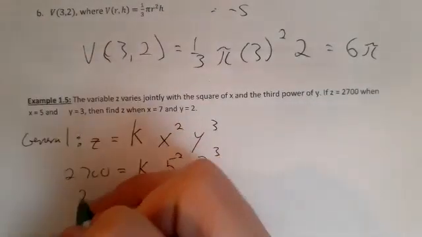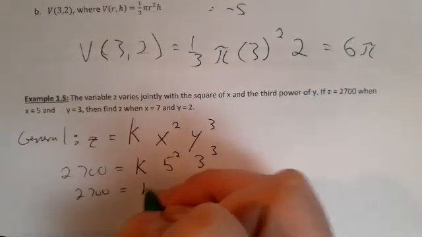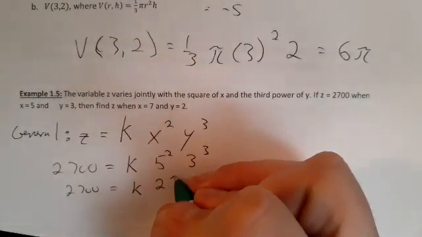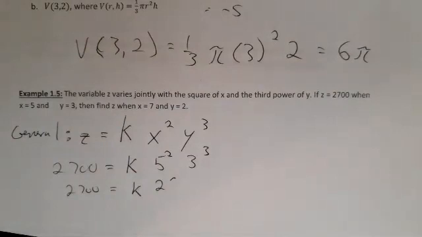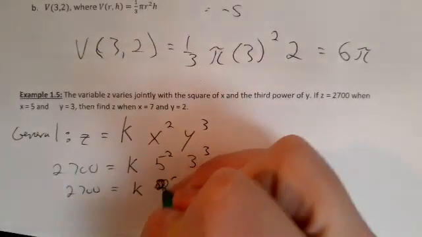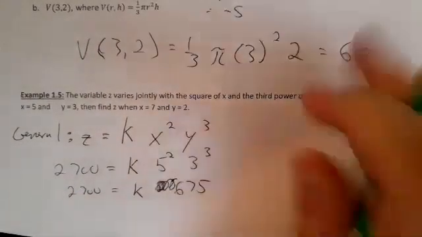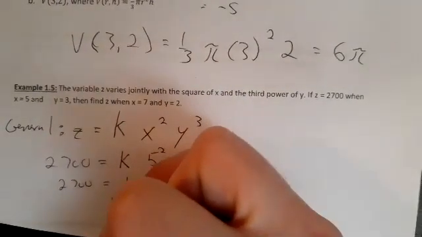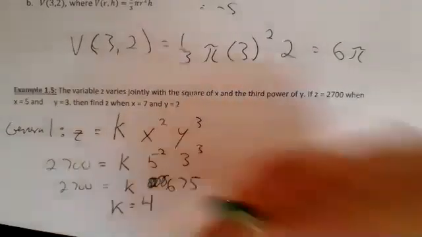And this should give me 2700 is equal to k times some number. So this is 25 times 9. Ooh, not times 9. Times 27. This is 5 squared times 3 to the third. This should give me 675. And when I divide 2700 by 675, I should get k has a value of 4.